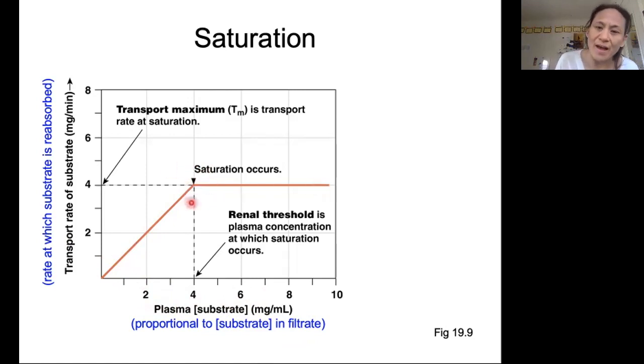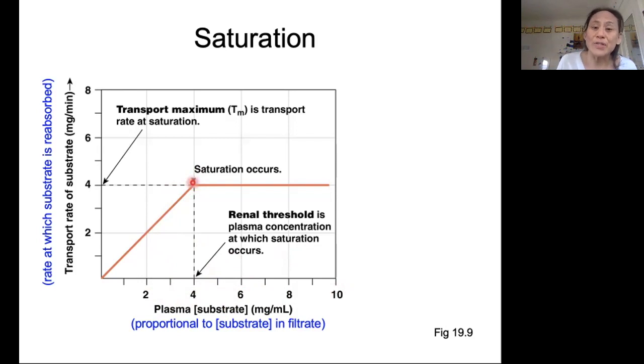So what's happening here at this saturation point? What is happening is that our transporters that are transporting those molecules are all saturated, right? So every single transporter is in the process of transporting one of these substrate molecules. And once we reach that point, no matter how many substrate molecules we have, we can't transport them any faster than this rate. Okay, so hopefully that was clear to you.